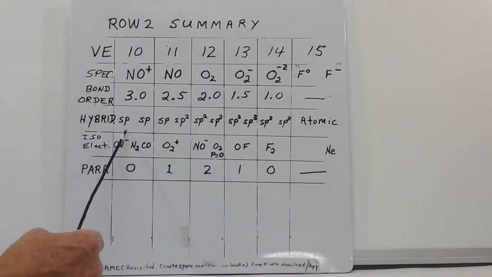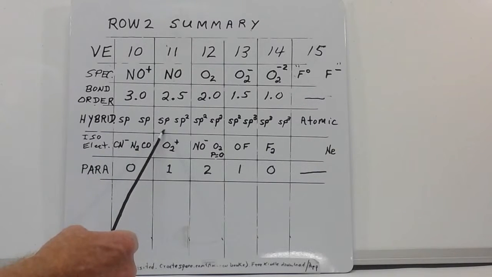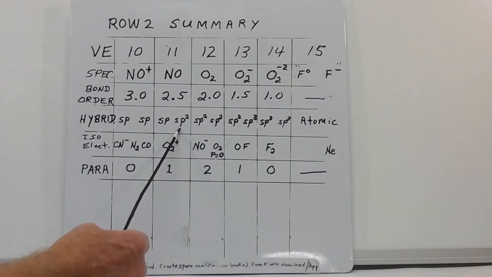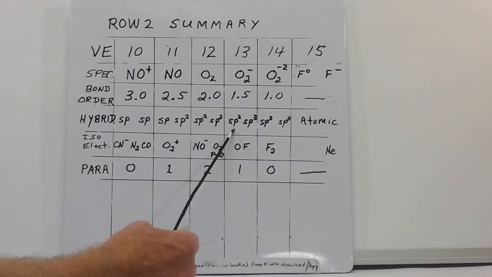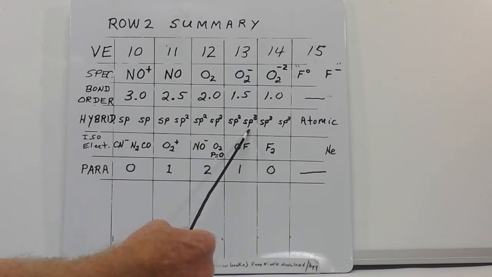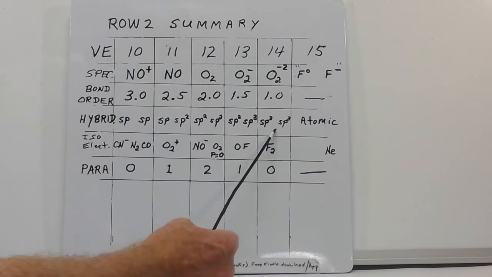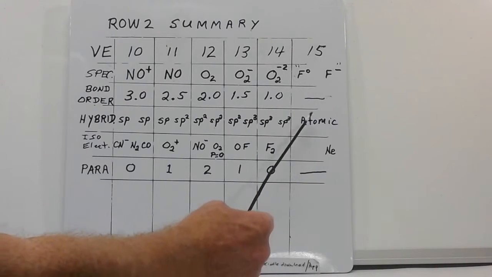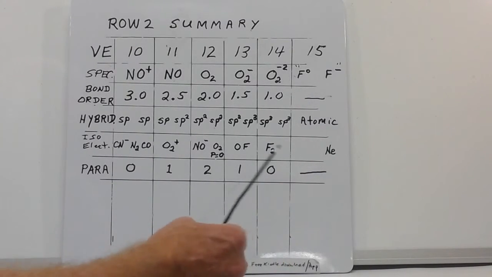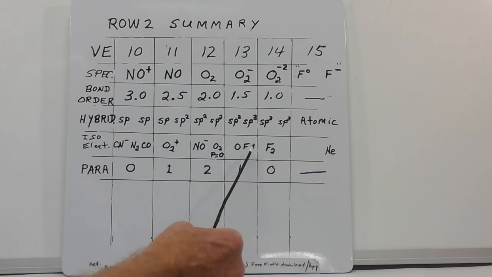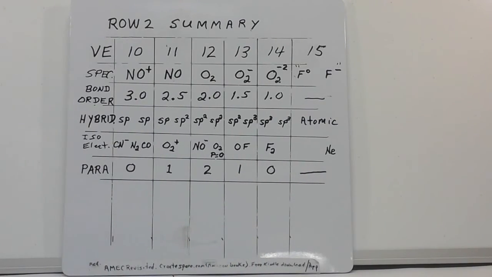Hybridization: sp for the nitrogen here, sp for the oxygen, sp for the nitrogen in nitric oxide, sp2 for the oxygen. For oxygen, sp2 and sp2. The O2 minus, which is sp2, and one's sp3. The O2 minus 2, now they're sp3, sp3. And then over here you have the atomic. You could have the fluorine atom, or in case of adding an electron, F minus. These are the isoelectronics we pointed out. For O2 minus, you can have oxygen fluoride, and of course O2 minus 2 is F2.